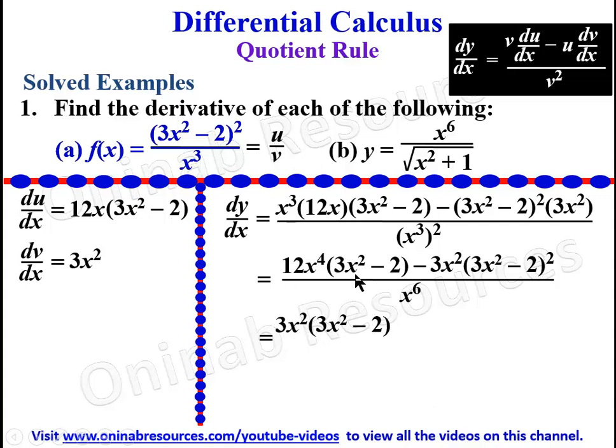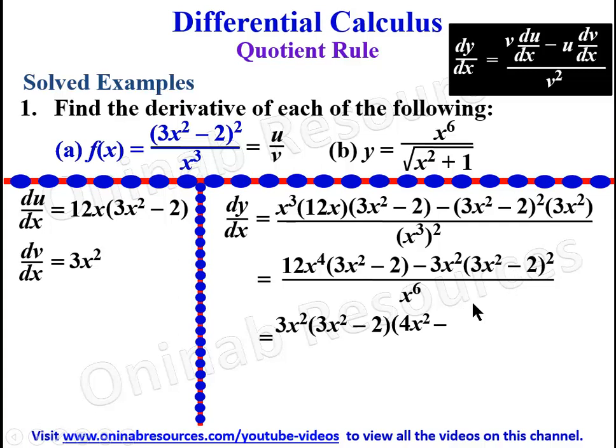Now we factorize. 12x to the power 4 divided by 3x squared will give me 4x squared. This 3x squared minus 2 divided by 3x squared minus 2 will give us a 1. So we are done with that first part. The second part, 3x squared here divided by this 3x squared is 1. So we don't have business there. Then 3x squared minus 2 all squared divided by 3x squared minus 2. So it will go with 1.